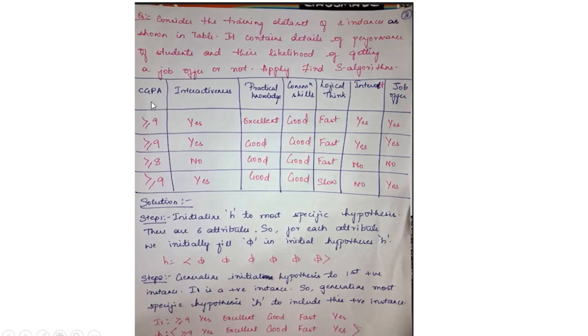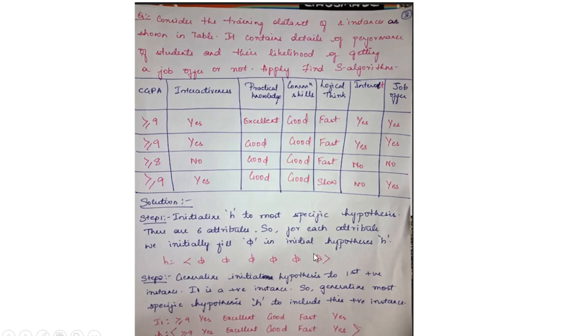The different attributes you're checking here are CGPA, interactiveness, practical knowledge, communication skills, logical thinking and interest. So the solution: first step, let's initialize H to the most specific hypothesis. In this case, how many attributes do we have? 1, 2, 3, 4, 5, 6 attributes. Leave the last one, because the last one is a dependent attribute. So we have 6 attributes here, and we initially fill null value into all these 6 different attributes.